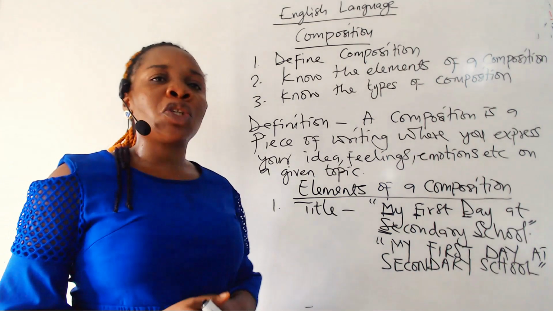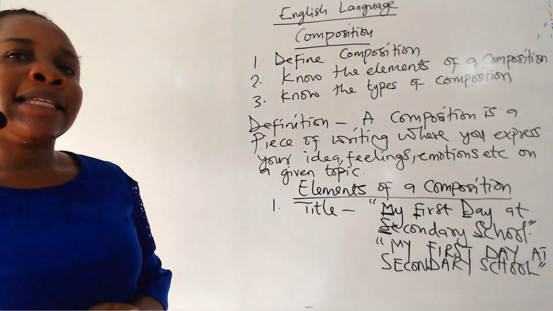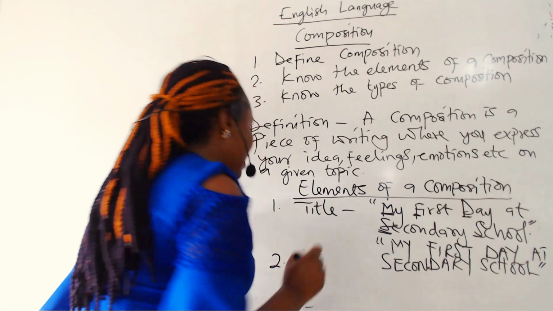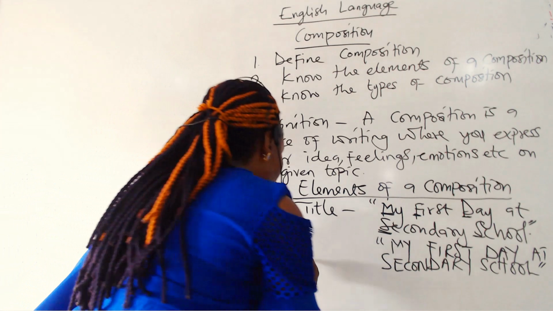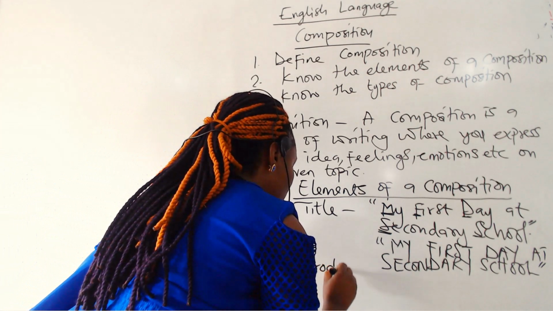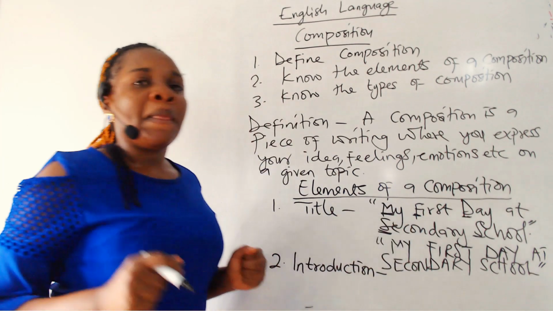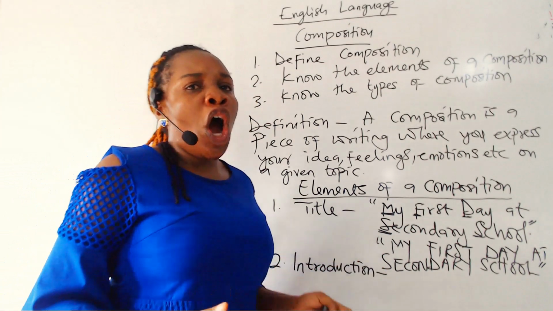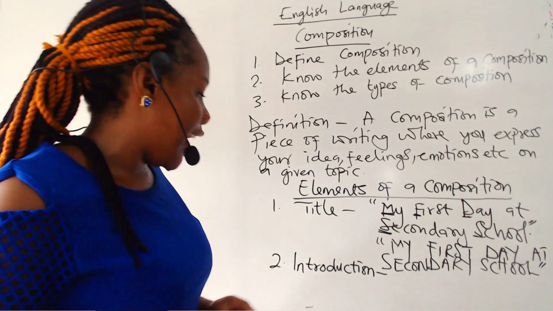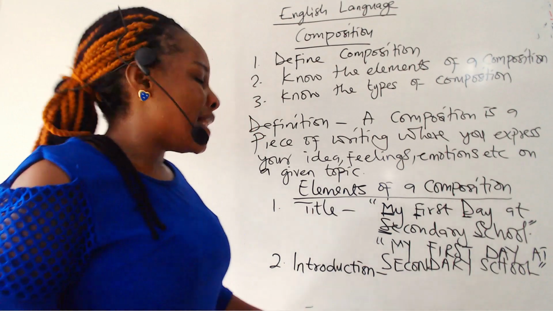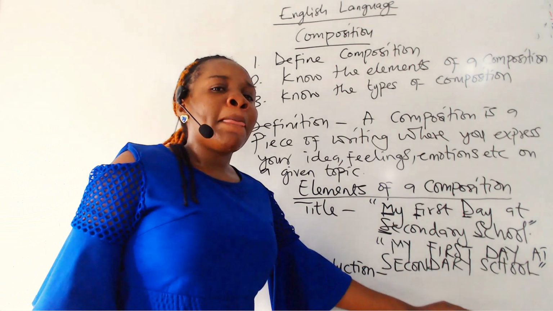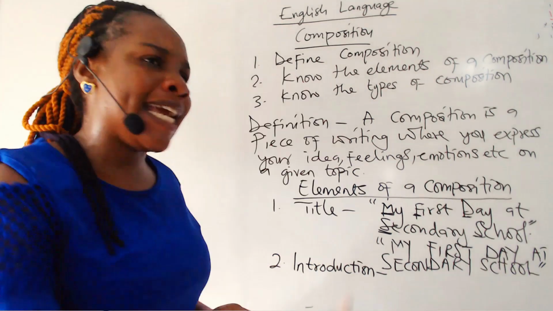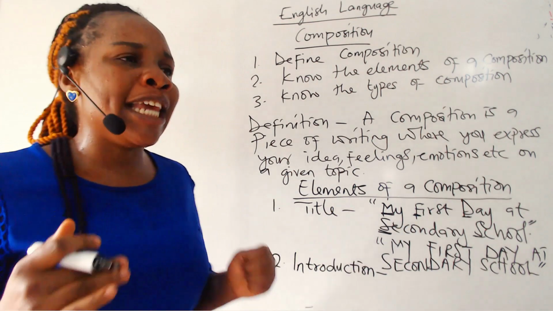All right. Having done that, let us go to the second element of writing a composition. The second element is the introduction. After writing the title of your essay, the next thing to write is the introductory part of an essay. It should be interesting and should give an insight of what you want to write in the body of your essay.